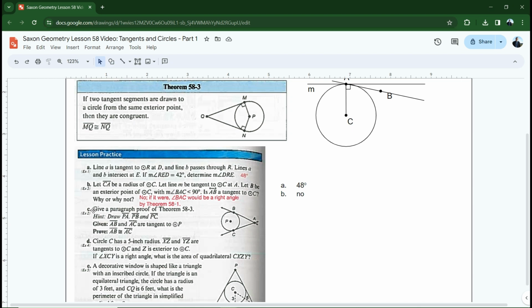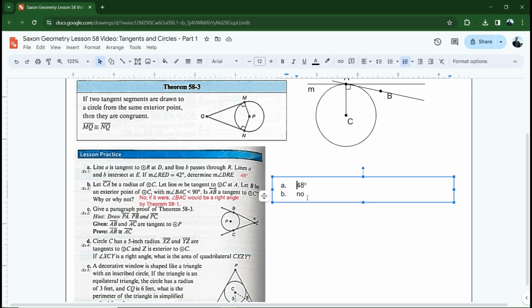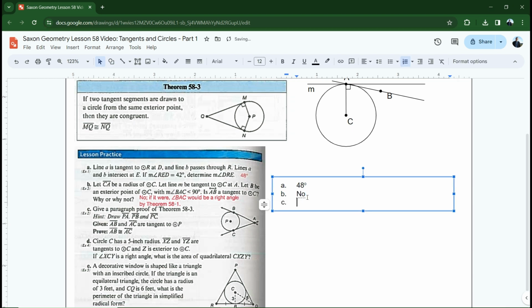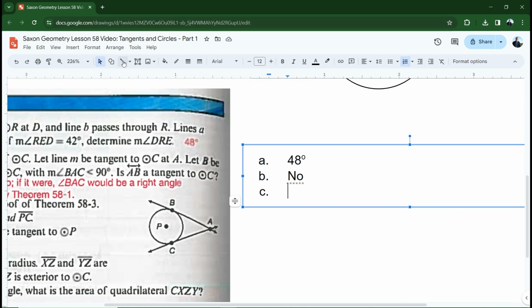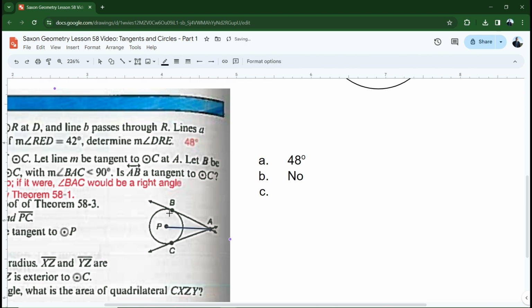Right. Letter C, a paragraph proof. Give a paragraph proof of theorem 58.3. And actually, as far as paragraph proofs go, this one's not too bad. So watch this. I'm going to connect this line as well. This is not a given, but I'm going to connect it. I'm going to connect this, and this. That's the hint. It tells you to make sure you draw these things.